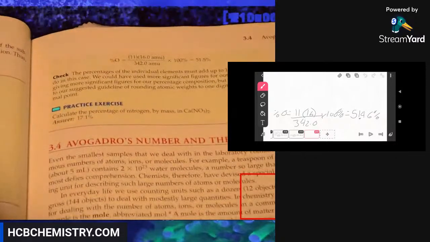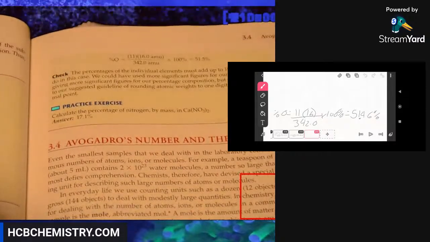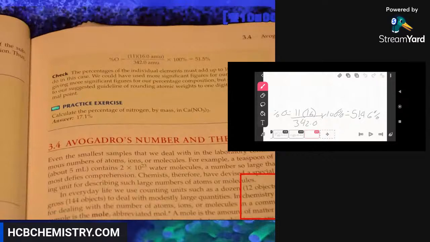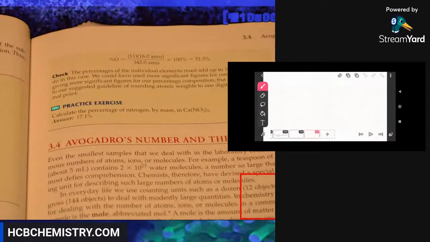And then we're at Avogadro's number. And that's where we're going to end it, guys. We're just going to do the last practice exercise. All right. So that's the last one. So, moment of truth. It says calculate the percent of nitrogen by mass in calcium nitrate.